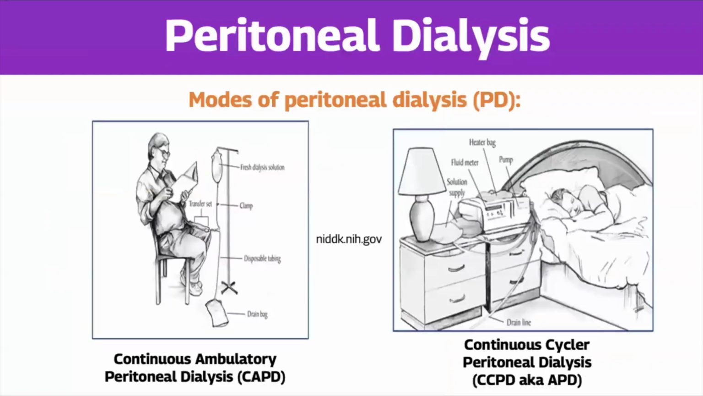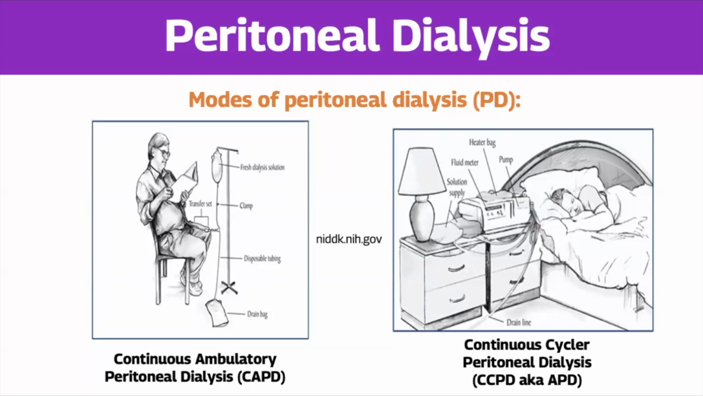So here you see a patient doing continuous ambulatory peritoneal dialysis, or CAPD. He's sitting there with the drain bag on the floor, and then we have the fresh bag up above. We have clamps in place so that we can clamp after we're done draining, and then open the clamp to the fresh bag and let the dialysate flow through the patient's transfer set and into the abdomen.